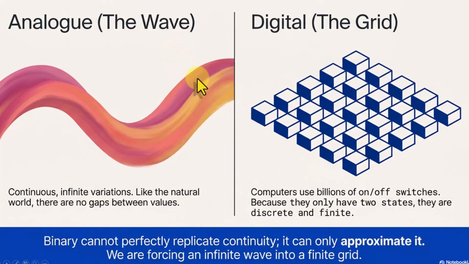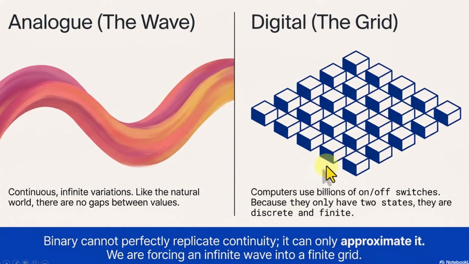So the first one, okay, you have to just understand that in the real world, we just use analog data, and analog data is like a wave. It is continuous, okay, it's not broken. So in every millisecond, or even if you break it smaller than milliseconds, you will have data there. It has infinite variations between every two different data. There is an infinite number of variations, okay, or different types of sound or color or things like that, okay? And like the natural world, there are no gaps between the values.